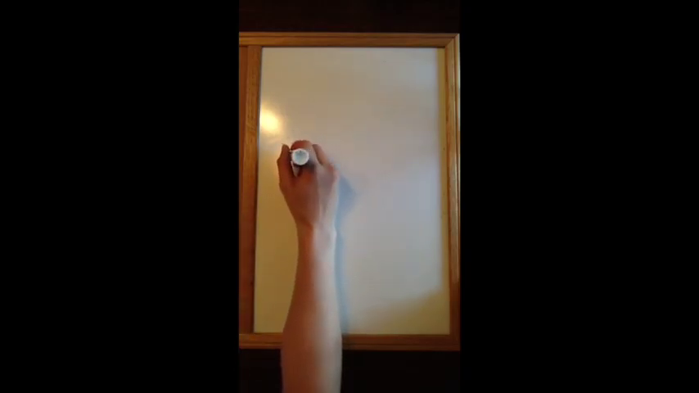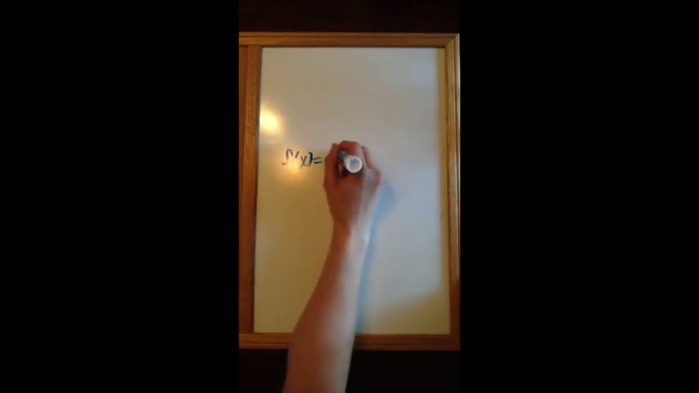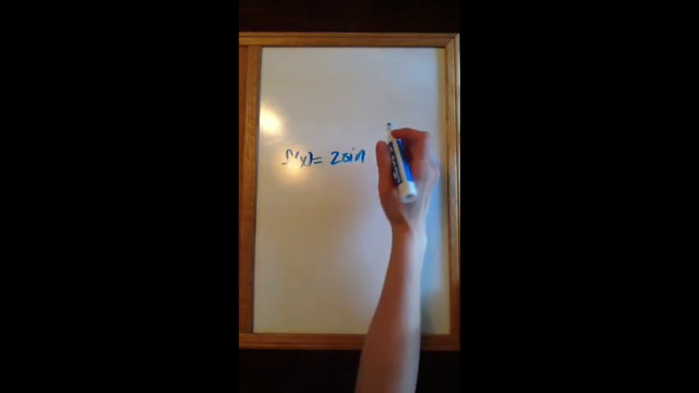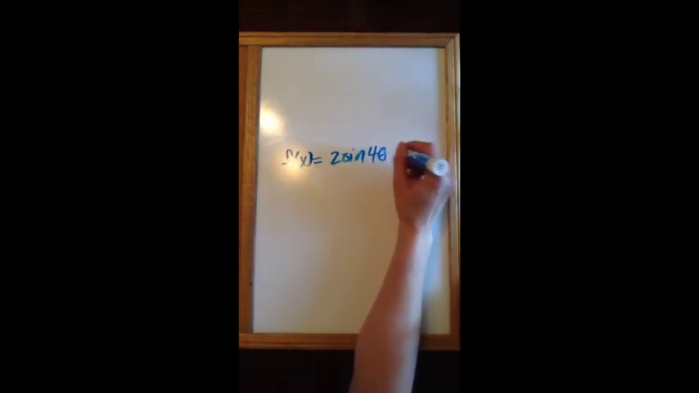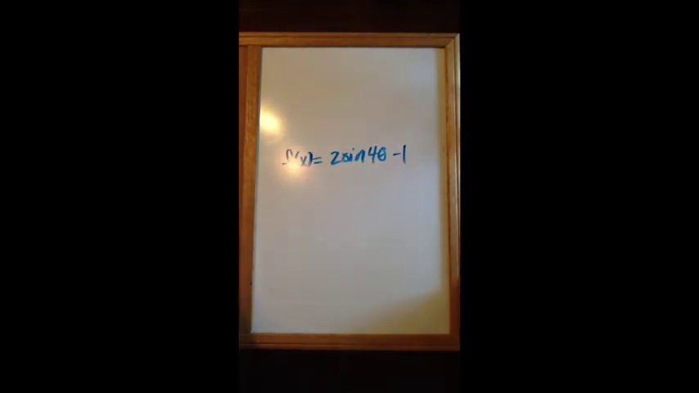We're going to look at how to find the inverse of some trig functions. So if I give you f of x equals 2 sine 4 theta minus 1, I'm going to first start by switching x and y.